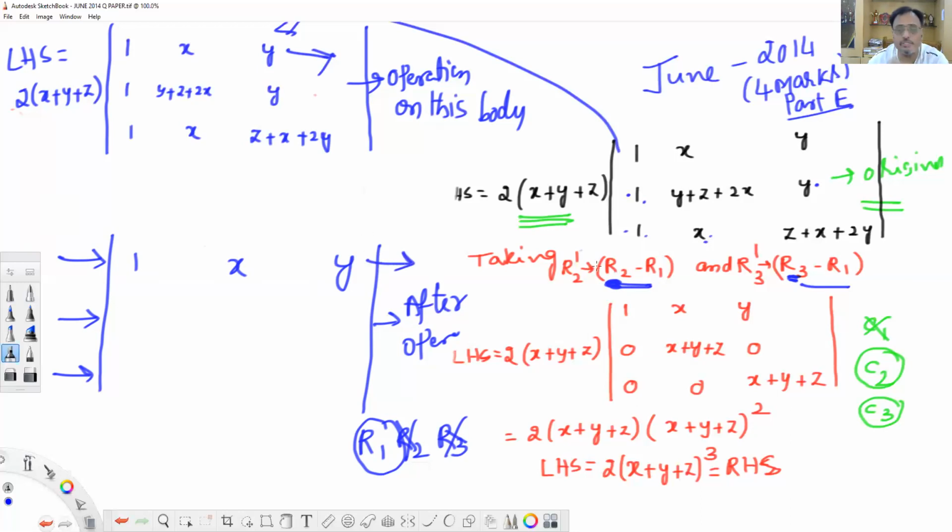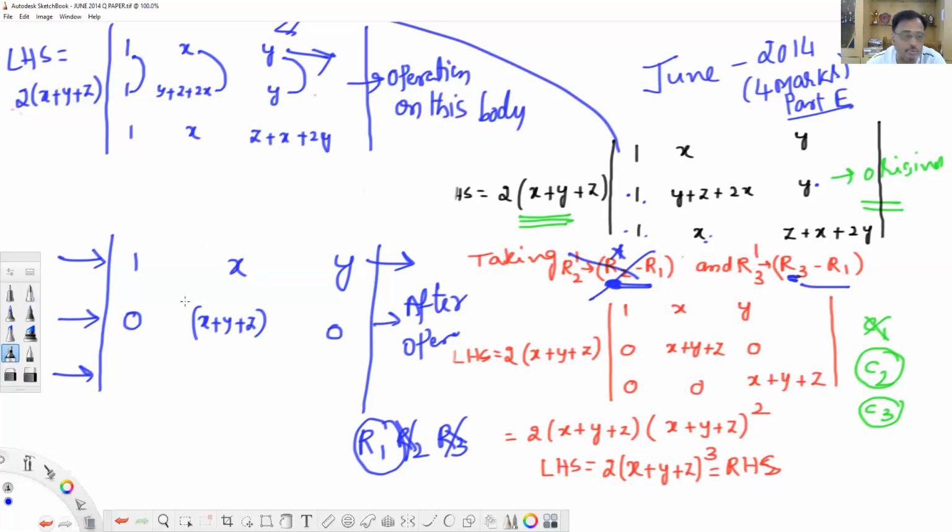Now perform the operation R2 minus R1, like this. R2 minus R1: 1 minus 1 is 0. You have to enter the result in R2, so new R2: 0, y plus z plus 2x minus x, that means x plus y plus z. Next, y minus y is 0. See, new R2 has been formed by R2 minus R1. First surgery is over.